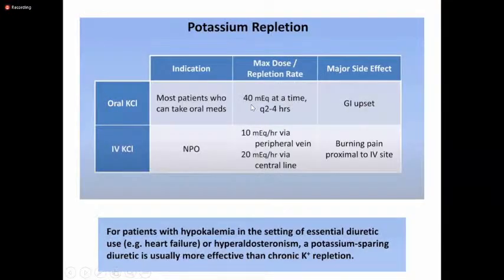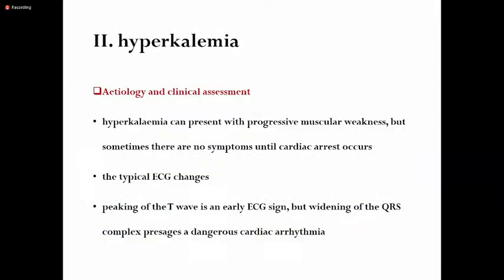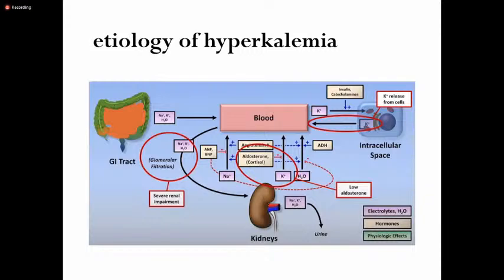So we'll move to hyperkalemia, which is the last part of the presentation. Looking at the etiology or in the clinical assessment of the patient, mostly the patients will present with, again, muscular weakness, and they'll also have cardiac symptoms. And of course, not forgetting the ECG changes that come with hyperkalemia. Again, the same hormones play a role in hyperkalemia. When you're looking at the etiology, you either have potassium release from cells in hemolysis or rhabdomyolysis, or you can have low aldosterone levels or severe renal impairment.